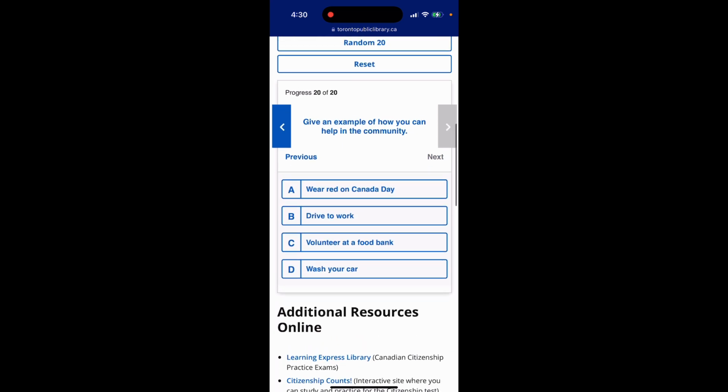Last question. Give an example of how you can help in the community. Option A, wear red on Canada Day. Option B, drive to work. Option C, volunteer at a food bank. Option D, wash your car. The answer is option C, volunteer at a food bank.